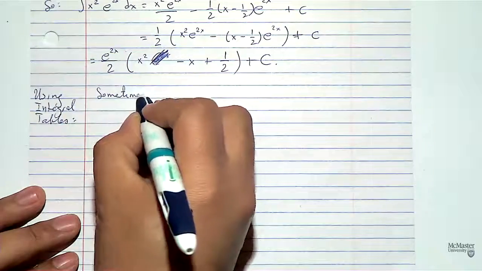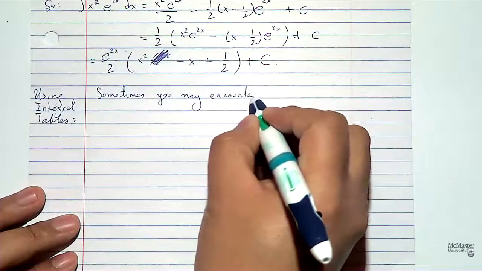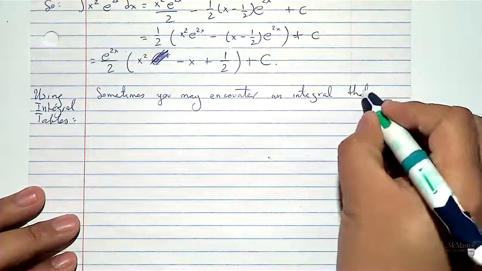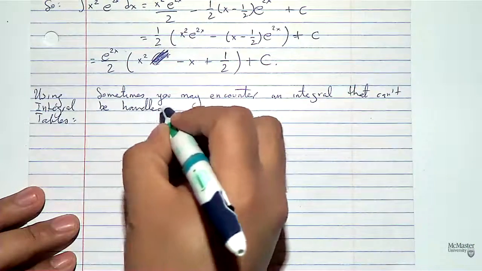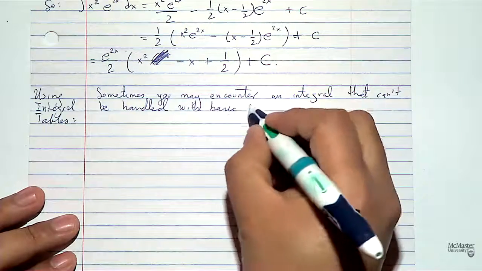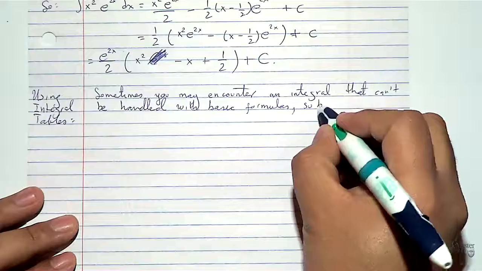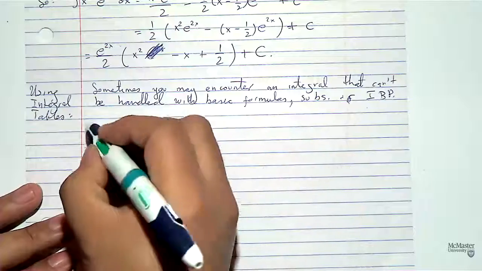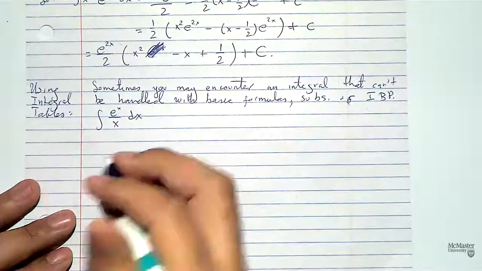So sometimes you may encounter an integral that can't be handled with basic formulas. We will see some examples. Either with substitution or integration by parts. One example is e to the x divided by x dx. That is not easy to perform.